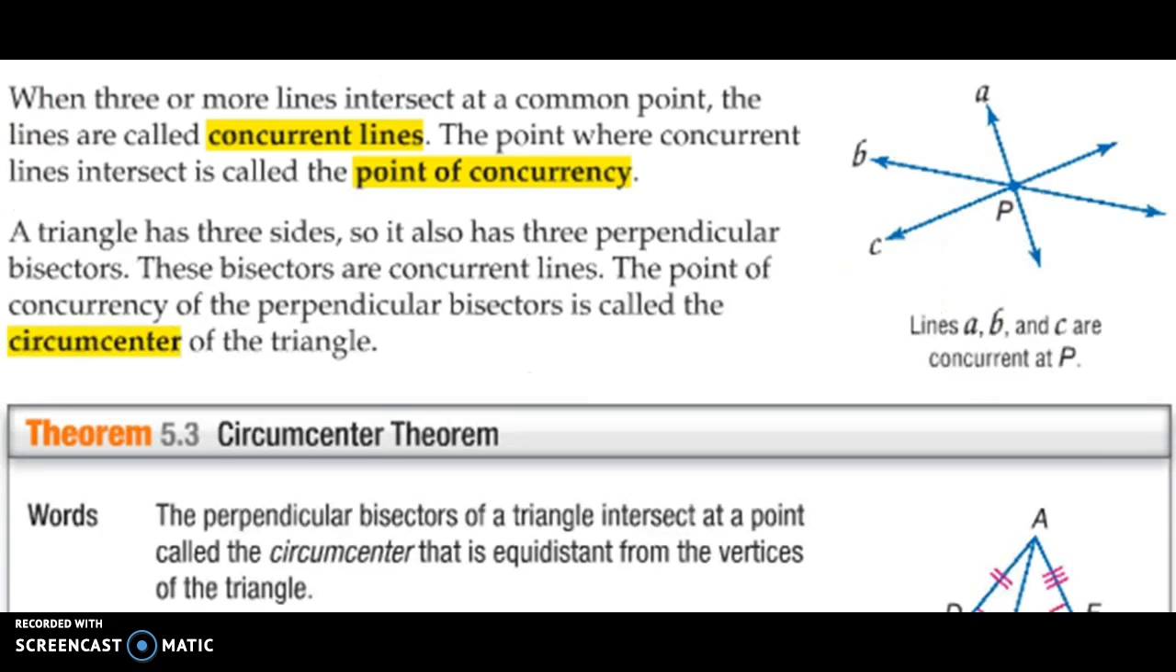Now, when you have 3 or more lines intersect at some common point, they're called concurrent lines. And the point at which they all meet is called the point of concurrency. We also have that when they're perpendicular bisectors, it has a special name. And that special name is called the circumcenter. So the point of concurrency on perpendicular bisectors is called the circumcenter.